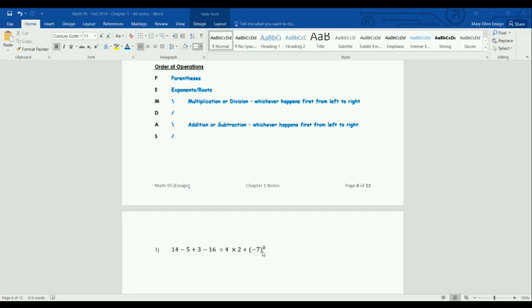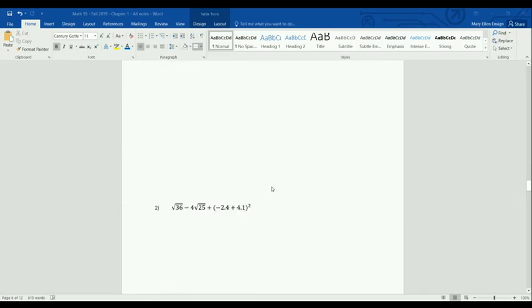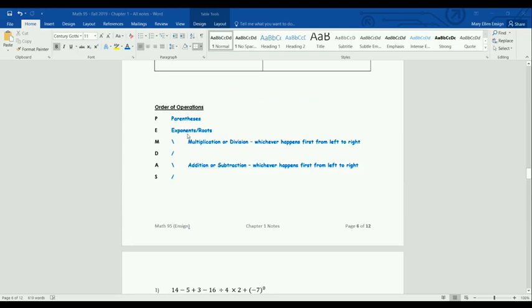Now, in some examples like this one, there's nothing actually to do in these parentheses. It's just keeping that negative with the 7, okay? Sometimes, like here, there's an operation within the parentheses. We would do that first. Then after we've done parentheses, we do anything with an exponent or a root.